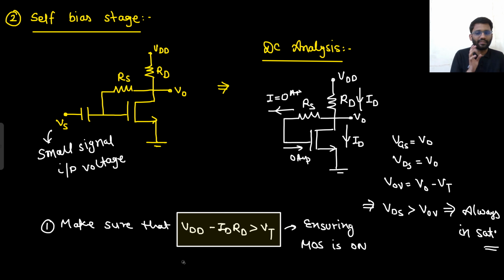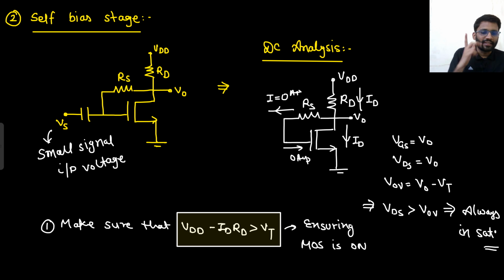So always it will be in saturation, and you have to make sure that your VDD minus ID into RD, that means your VDS or VGS, should be greater than VT. That will ensure that your transistor is on, your MOSFET is on. So this is what you need to ensure. So this is the advantage here, right?